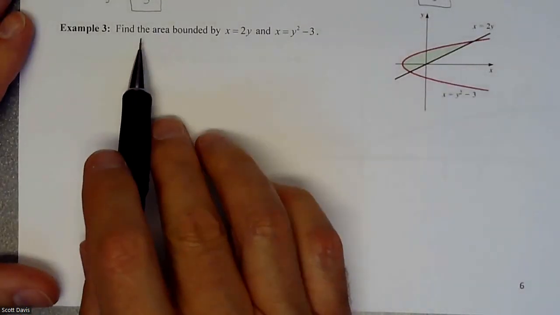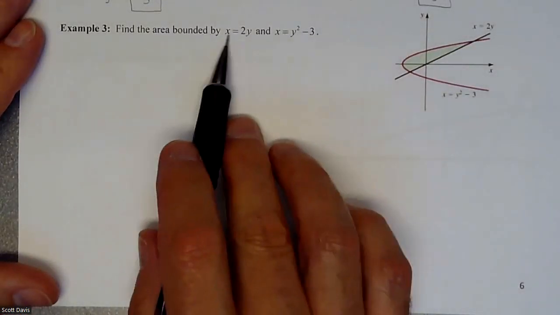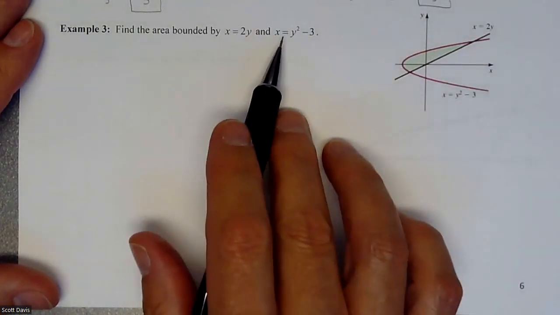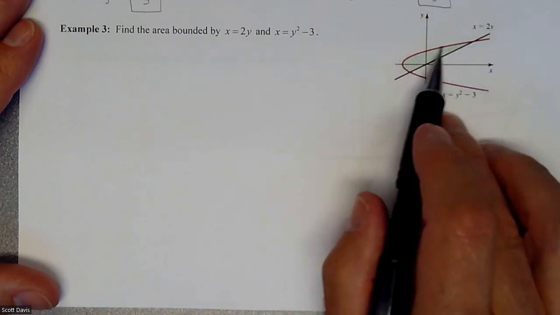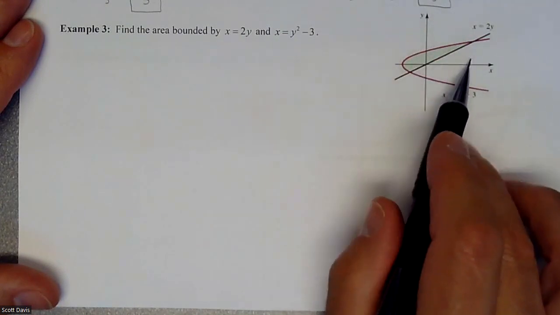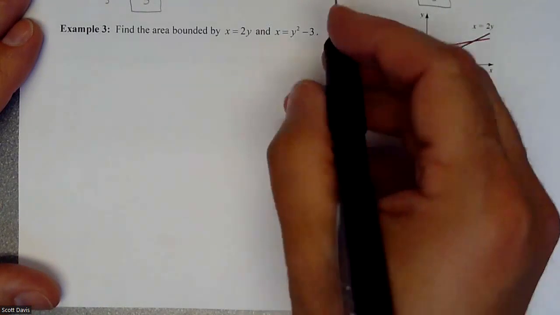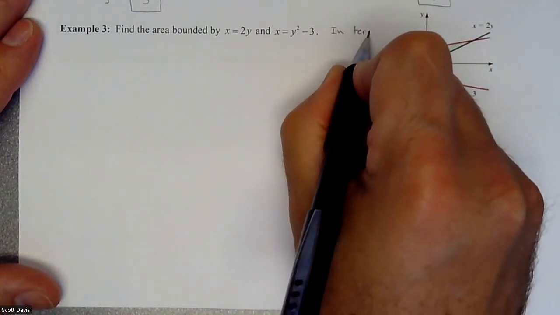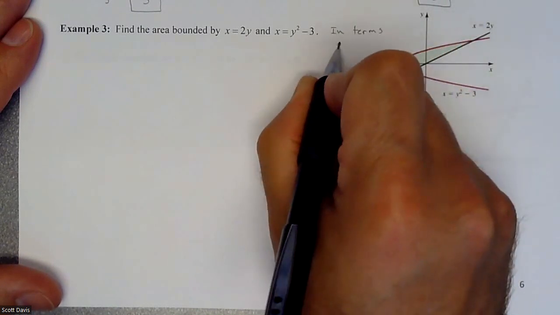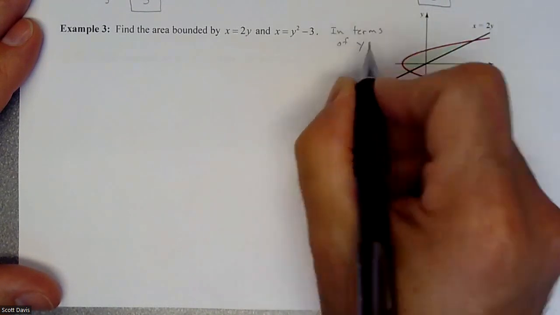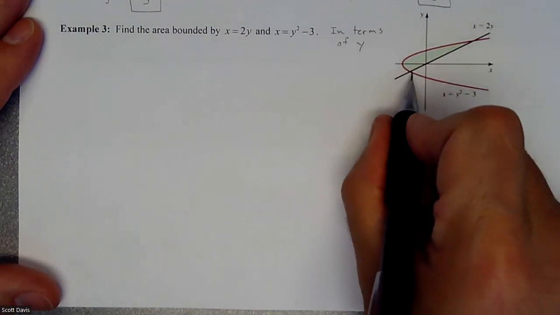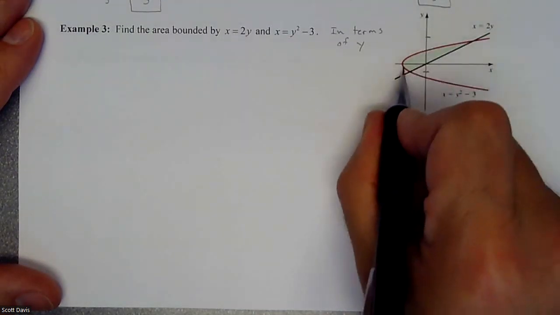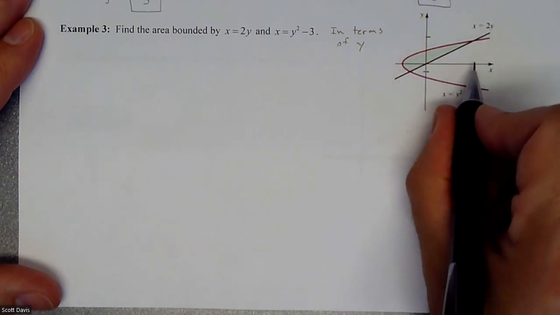In this example, we are going to try to find the area bounded by these two equations. And here's our visual to it, and here's our equations. If you notice, it's a sideways graph, which means everything's in terms of y. So if it's in terms of y, you have to shift your thinking. In terms of y means that we need to go from this spot to this spot versus x's from here to here.